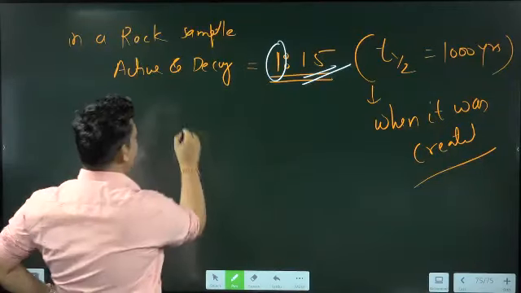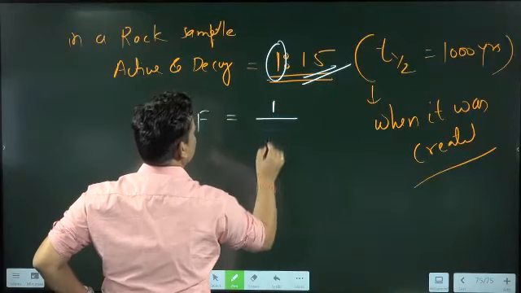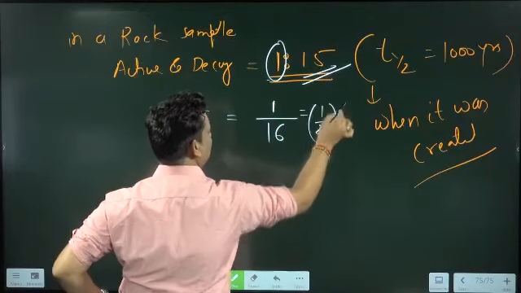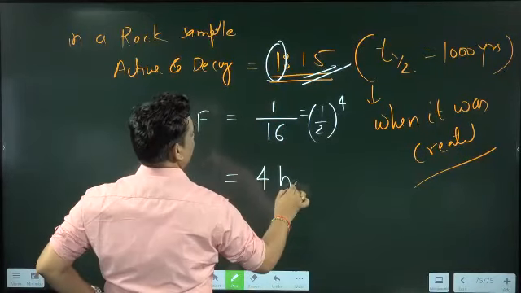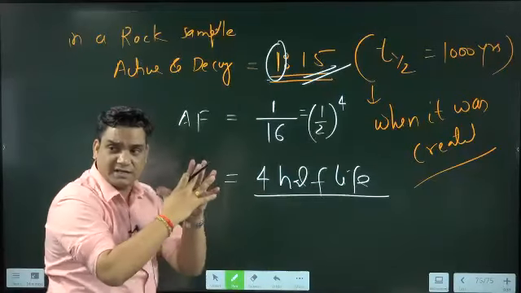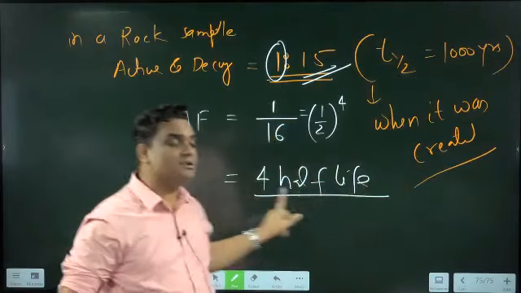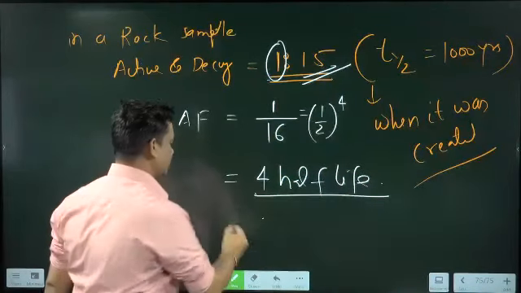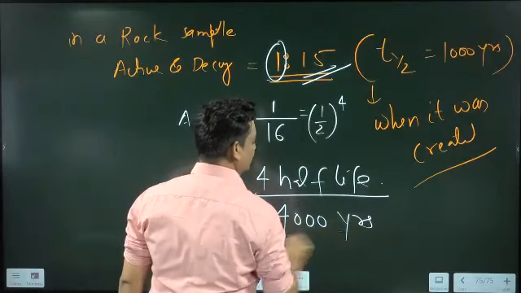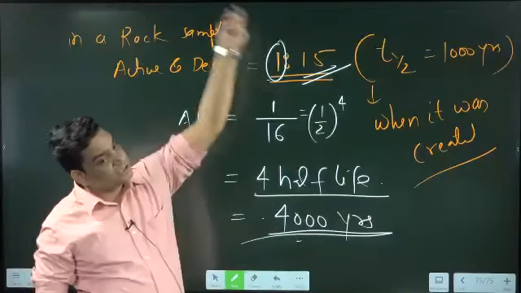So we can say what the active fraction? Active fraction will be active divided by total. Total will be 16, and 1 by 16. 1 by 16 is 1 by 2 power 4. How many half-lives? 4 half-lives will be there. And if 4 half-lives are there, it takes time equivalent to 4 half-lives. So 4 into 1000 means it takes 4000 years. It was created this much time back.